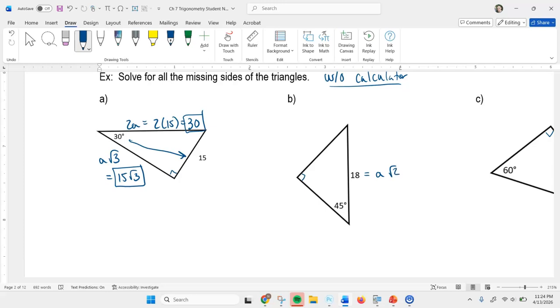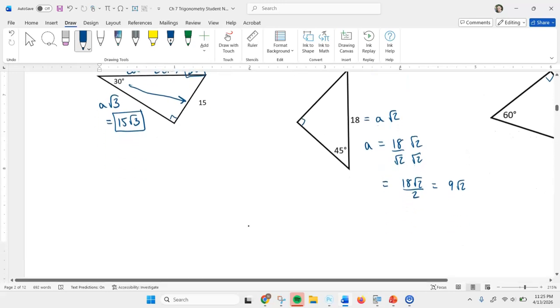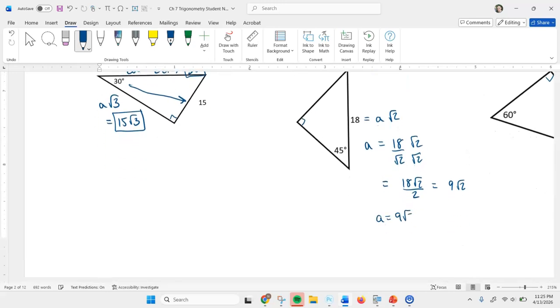So remember, what we want to do is solve this for A now. We didn't have to do that in the previous one because we knew what A was right off the bat. So to solve for A, I would divide both sides by square root of 2. Now we do have to rationalize this denominator, so I'm going to multiply the top and bottom by square root of 2. So we'd have 18 root 2 over 2. And let's simplify this even further. 18 divided by 2 is 9. So our A value, let's write it like this, would be 9 times the square root of 2.